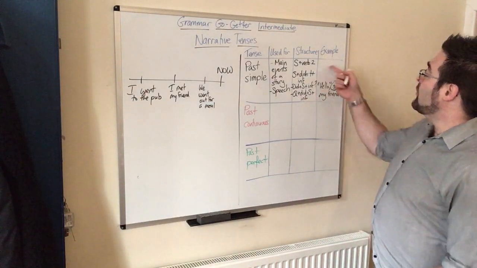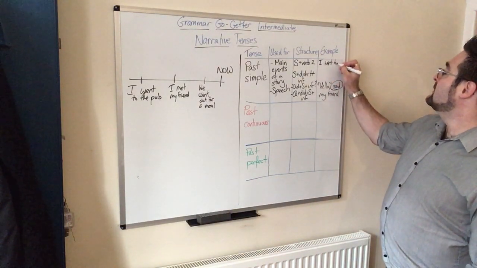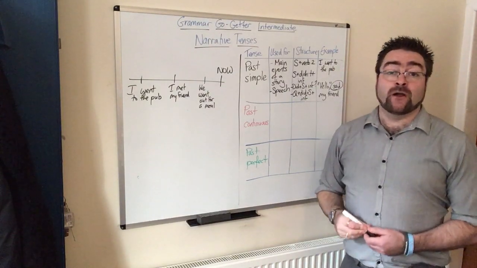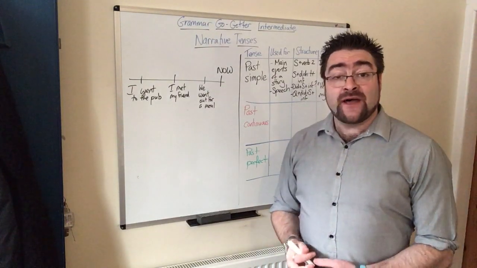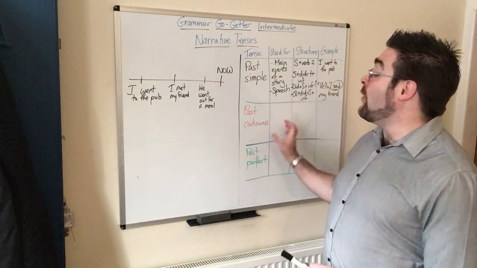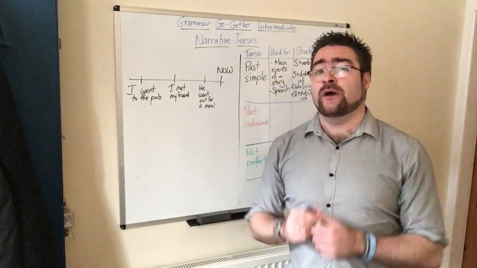Okay, excellent. And we're going to put one more example in here, and that's going to be I went to the pub. Okay? And that's it. That's it for the past simple. In the next video, we're going to look at how we can add the past continuous to this story. So check that out right below.